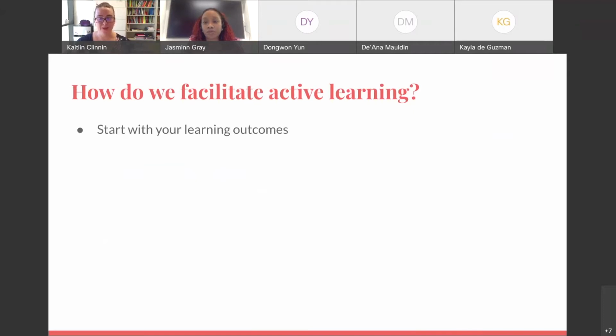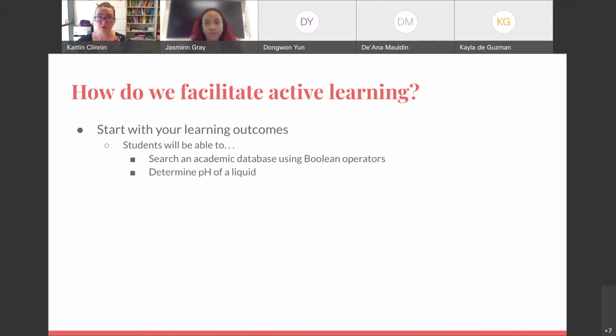So just thinking about the process: okay, well, I'm sold on active learning, but how do I do it now in my class? Again, start with those learning outcomes. Start with what you want students to learn in your class. And so that's the "students will be able to," and I saw some examples of this pop up in the chat, but some of the examples that I came up with as well: search an academic database using Boolean operators, determine the pH of a liquid, compare and contrast classical and operant conditioning.